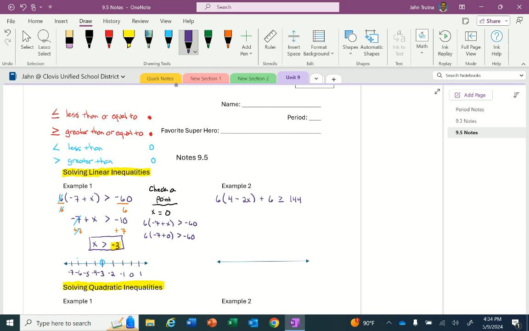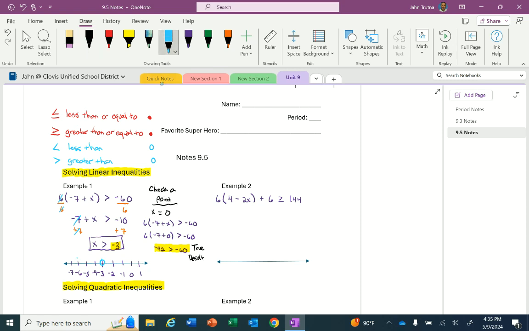So working this out, -7 plus 0 is -7. -7 times +6 is -42. So I get -42 is greater than -60, right? Well, that result that I just got is a true result, okay? This is a true result. -42 is greater than -60, all right?